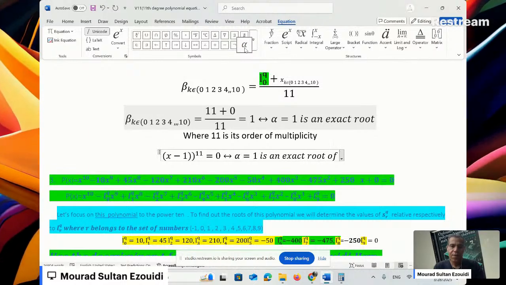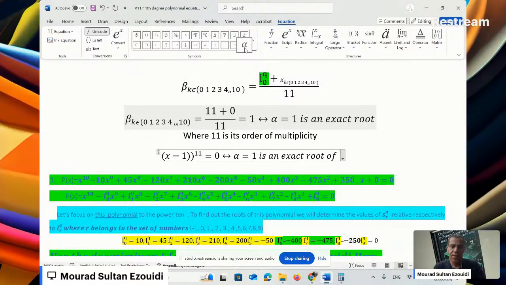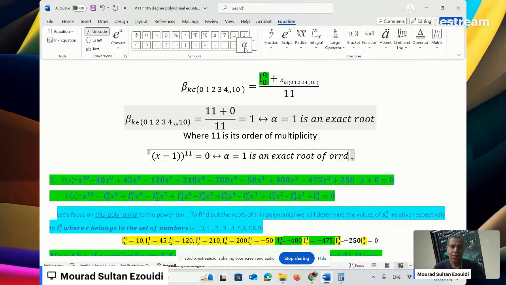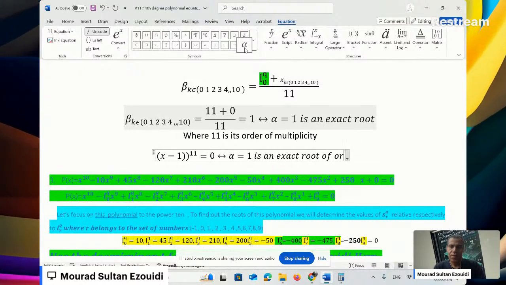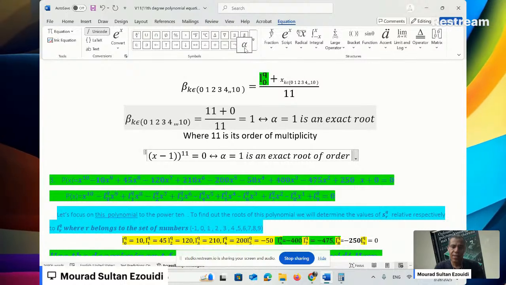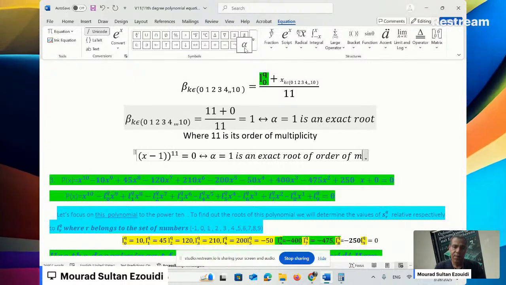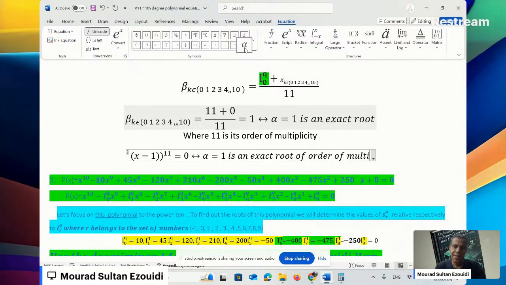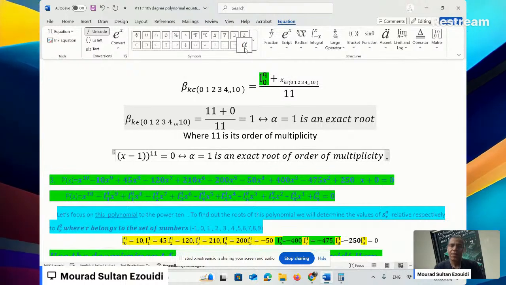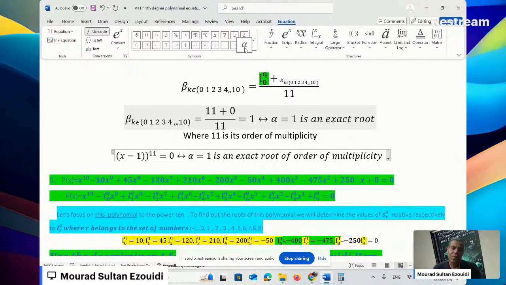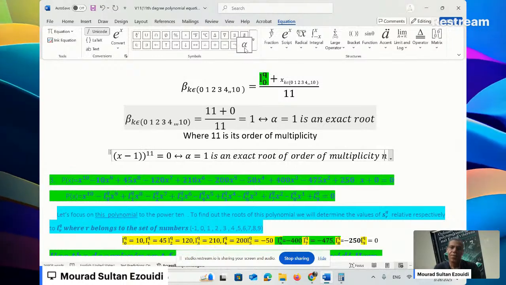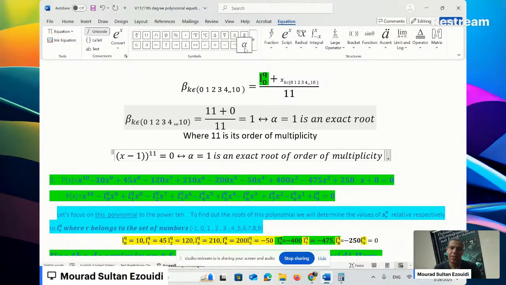Of order of multiplicity 11 here, equal to 11.